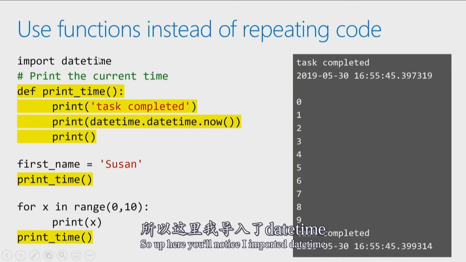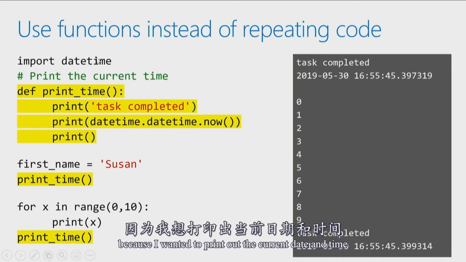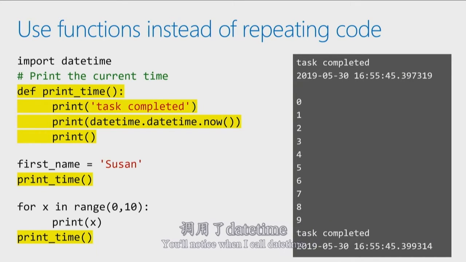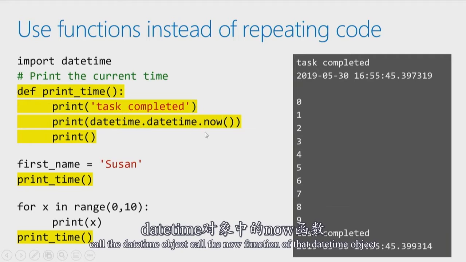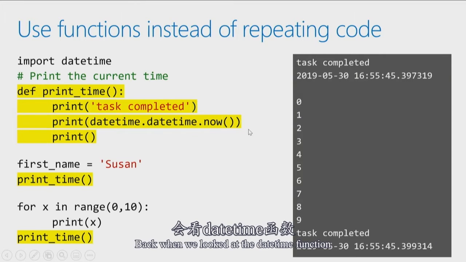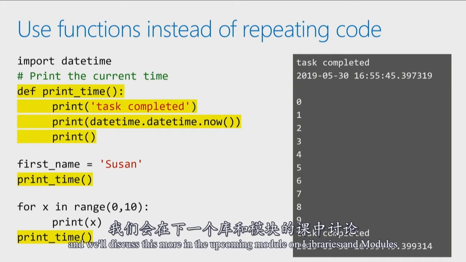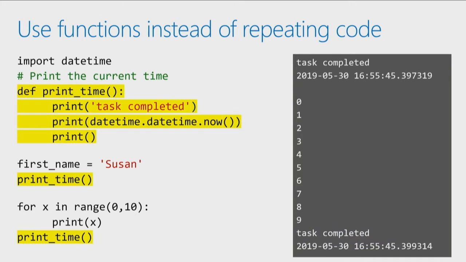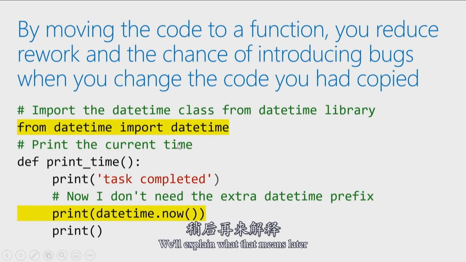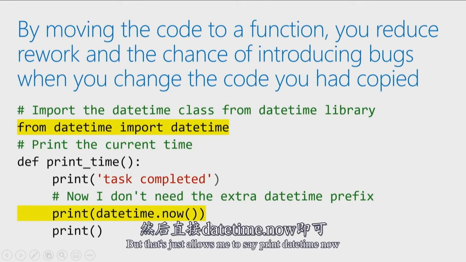So up here you'll notice I imported datetime because I wanted to print out the current date and time. Think way back to the module we did on dates and times. You'll notice when I call datetime, I have to call datetime.datetime.now. Because I'm saying in the datetime library, call the datetime object, call the now function of that datetime object. It's pretty clunky. Back when we looked at the datetime function, there was another way of calling this, and we'll discuss this more in the upcoming module on libraries and modules. You can say from datetime import datetime. We'll explain what that means later, but that just allows me to say print datetime.now.